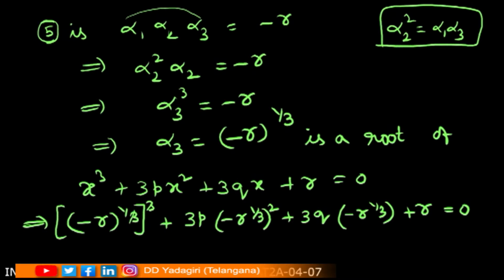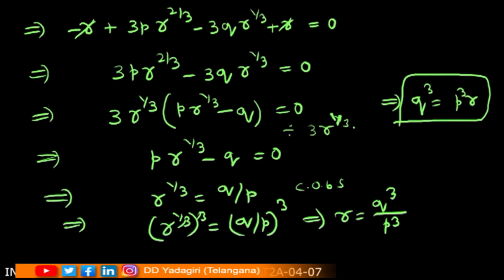Here 3p x square, where x is r to the power of 1 by 3 whole square. This minus minus becomes plus. Plus 3q minus r to the power of 1 by 3 plus r. Here one minus r and this plus r cancel, so 3p r to the power of 2 by 3 minus 3q r to the power of 1 by 3 is equal to 0. From these two, 3 r to the power of 1 by 3 is common. So here we get p r to the power of 1 by 3 minus q is equal to 0 after dividing by 3 r to the power of 1 by 3.